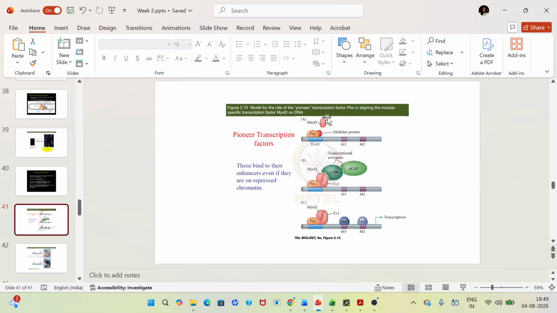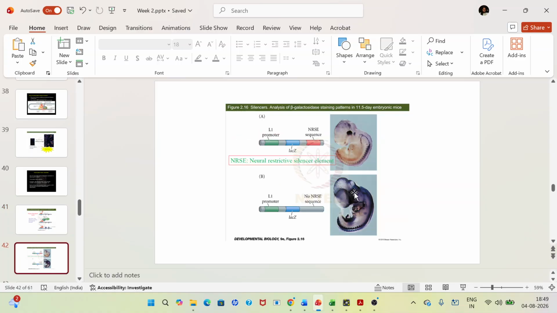removal of this inhibitor from PBX whenever the transcription of the gene needs to be activated. Then only the MyoD will come, and then further, P300 and PCAF will come as transcriptional activators, and that is how it will lead to the transcription of that particular gene. Okay? So, silencers are the ones which actually silence any particular gene.